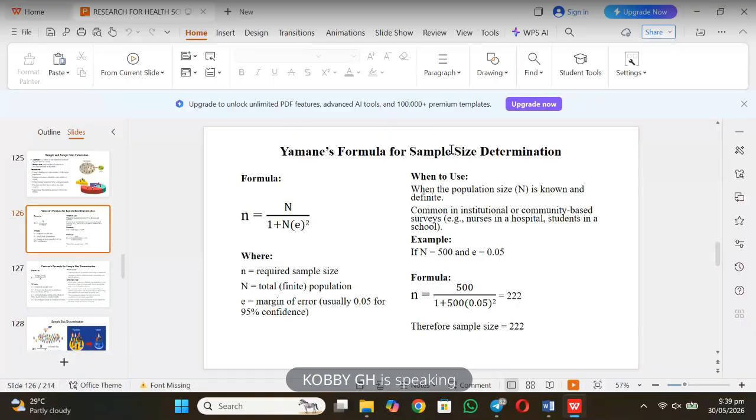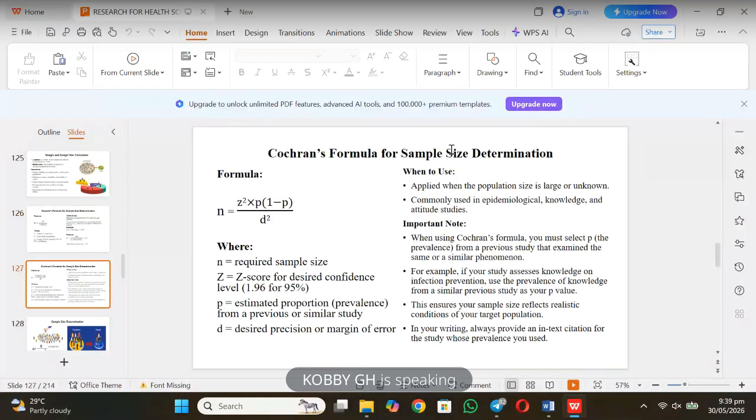Now, what are the two conditions that will let you consider Cochran's formula? One, when the population size is unknown, you don't know the population size, the capital N. Two, you know it, but it's too large. Then you use the Cochran formula. Please, have you gotten it?